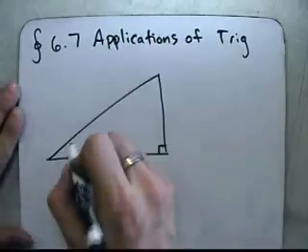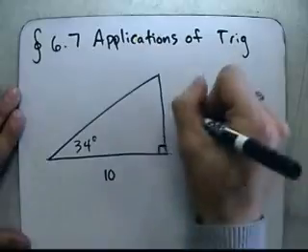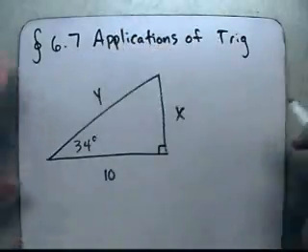So let's go ahead and say that this angle right here is 34 degrees. And then this side right here will be 10, and this side will be x, and this side will be 2.